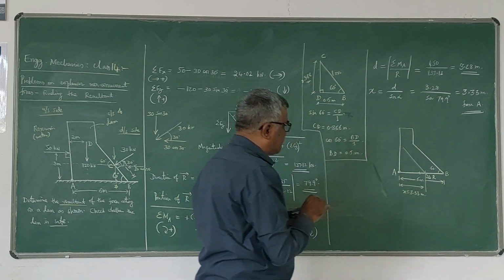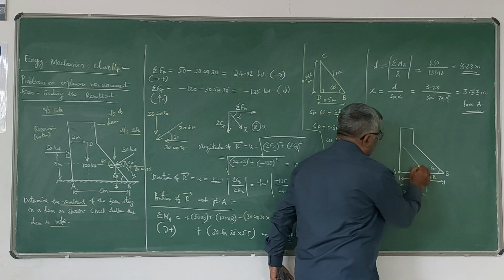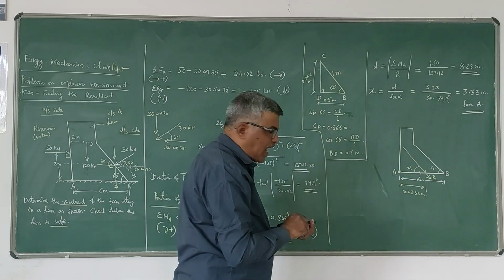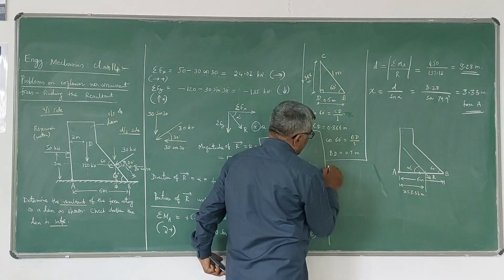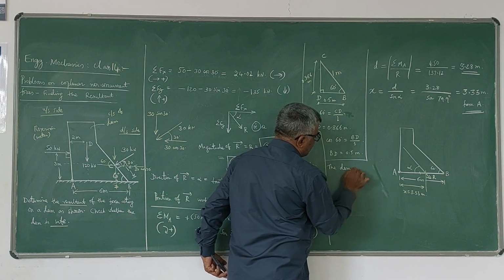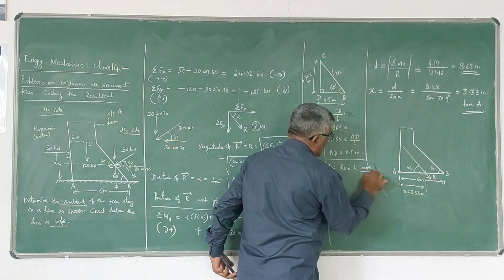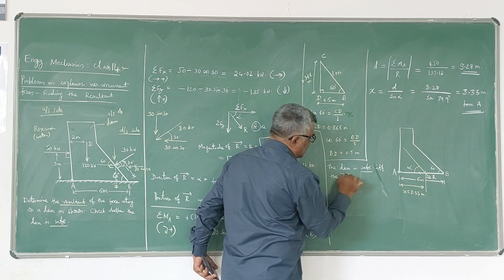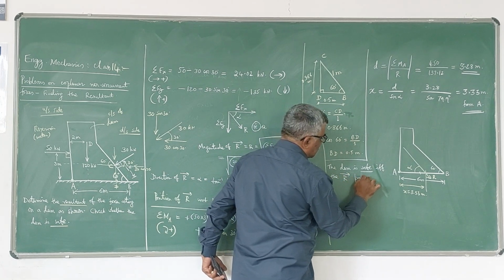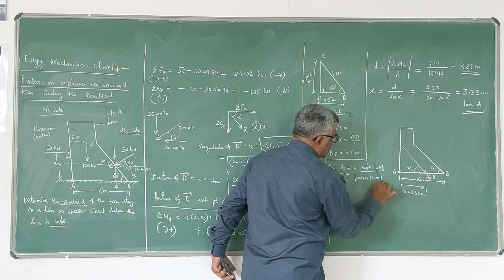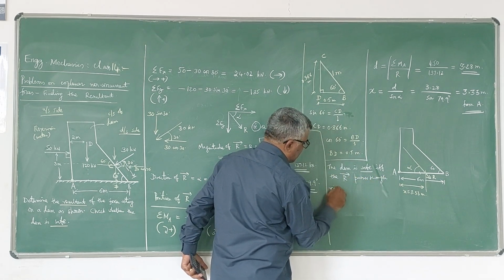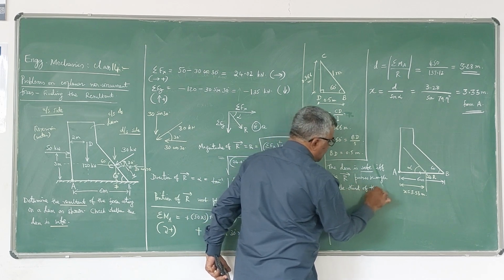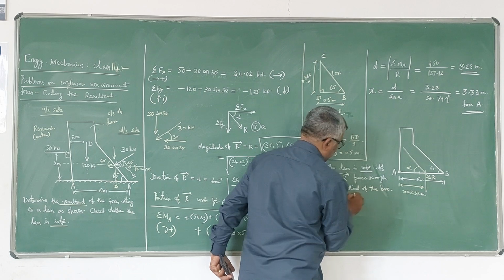Now we have to check whether the dam is safe or not. So this is alpha. One condition is there in the design of dams. The condition is the dam is safe if and only if the resultant force R passes through the middle third of the base. This is a very important condition. Middle third of the base. You have to understand this wording.